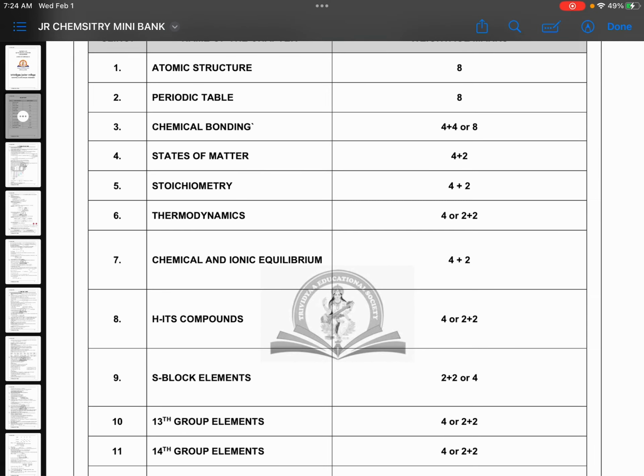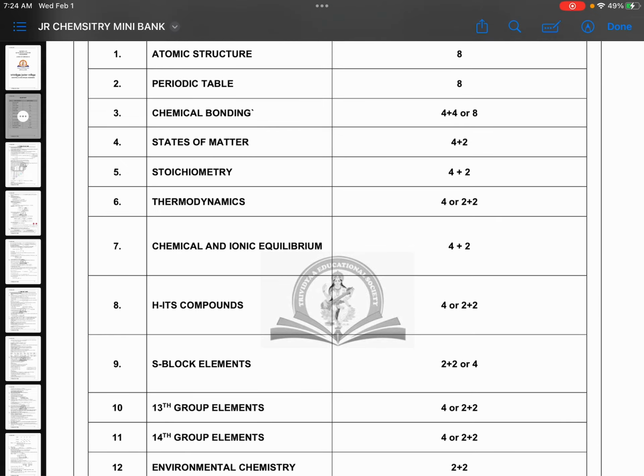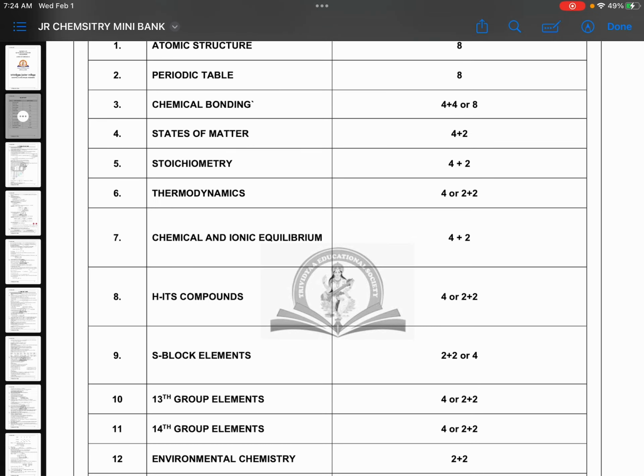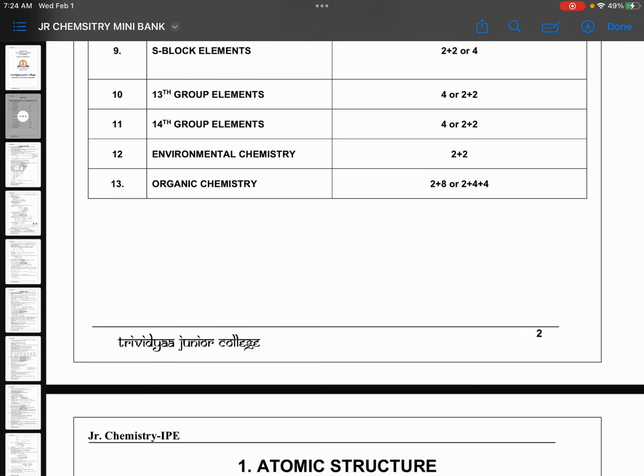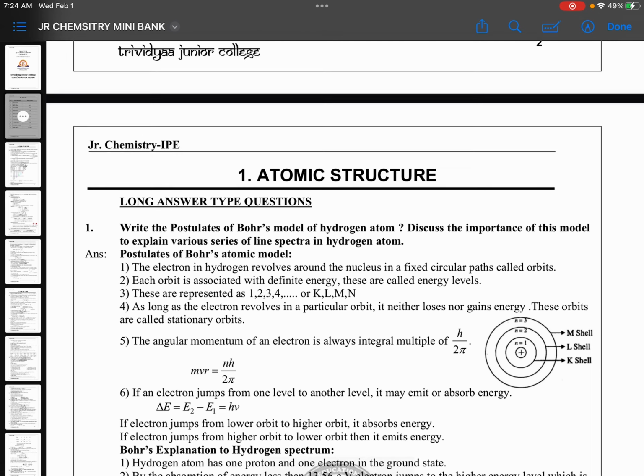From atomic structure, you'll be getting 8 marks question, periodic table 8 marks question, and chemical bonding either 8 marks or 4 plus 4. In this way, this is also designed. In this session, we'll go with atomic structure.